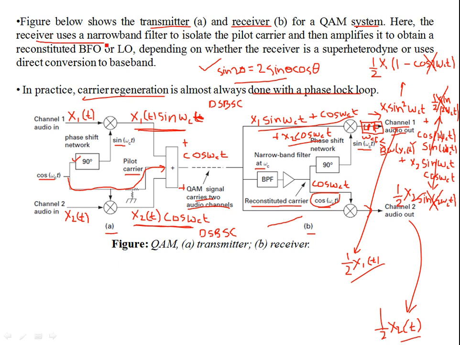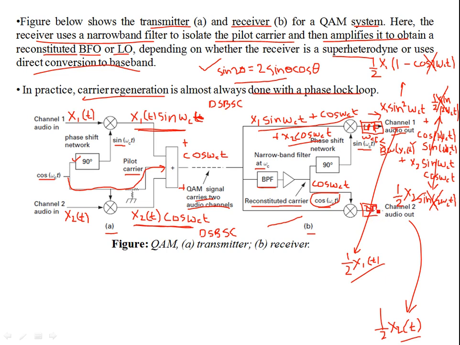So here the receiver is using the narrowband filter. First of all, we have seen this narrowband bandpass filter to isolate the pilot carrier, and then amplify it to obtain the reconstituted beat frequency oscillator or local oscillator, depending on if you're using a superheterodyne receiver or a direct conversion receiver. Either way, you're bringing the spectrum back to the baseband. So this bandpass filter reconstitutes the carrier with the correct phase and frequency information, and then you can extract your channel 1 and channel 2 by using maybe a low pass passive RC filter.